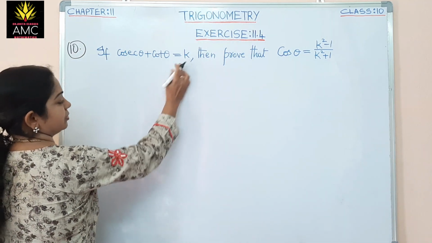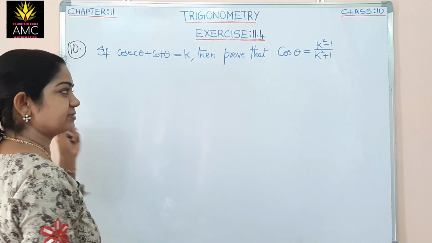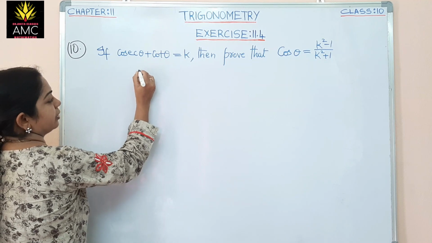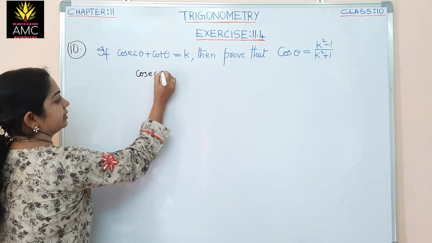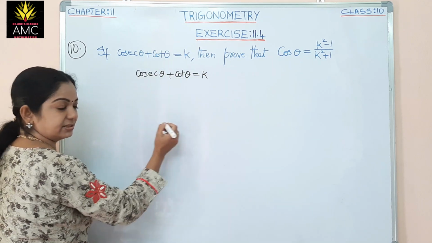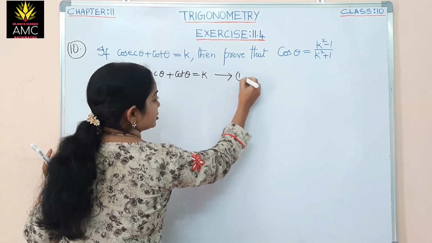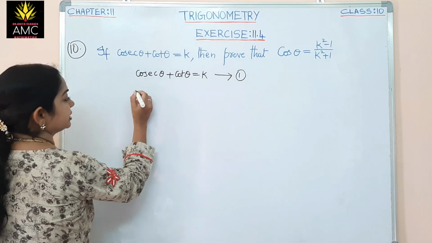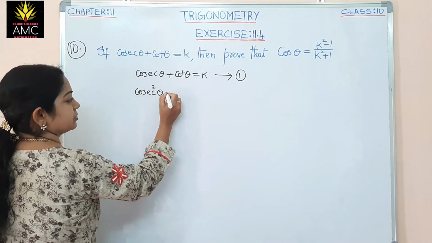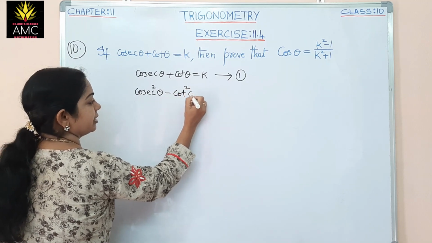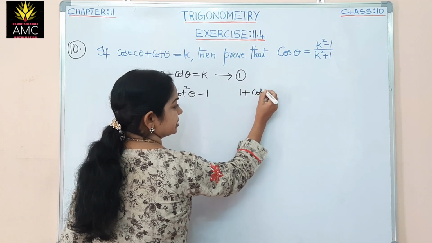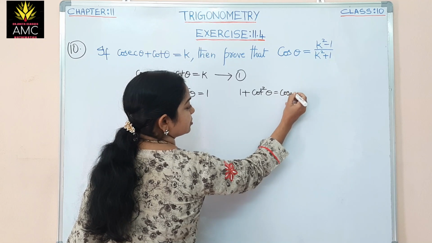Now, the second method. The first method is very simple, just substituting the k value. In the second method, given that cosecant theta plus cot theta is equal to k, this is given in the problem, so I'll call it equation 1. Now, we know the third identity, from which the deduced equation is cosecant square theta minus cot square theta equals 1. We know that 1 plus cot square theta, the third identity, is equal to cosecant square theta.